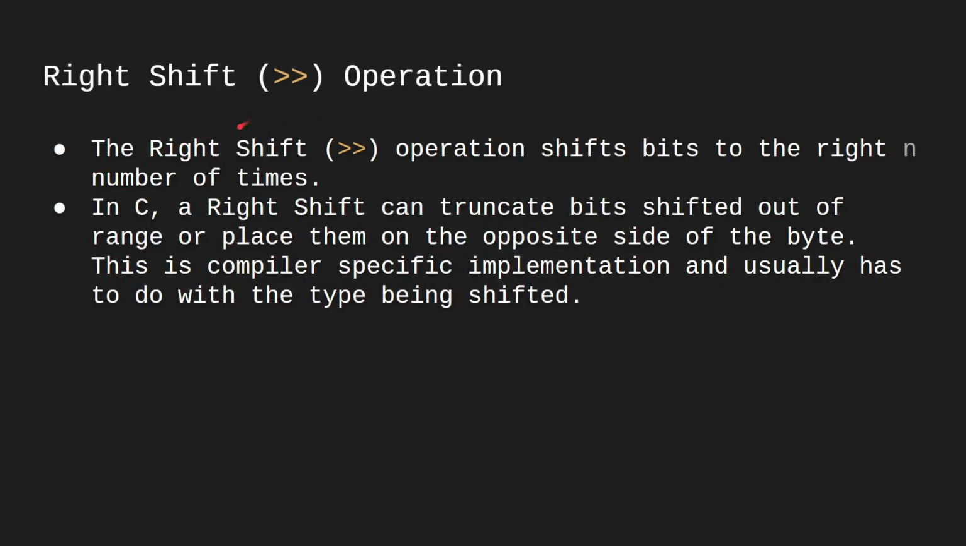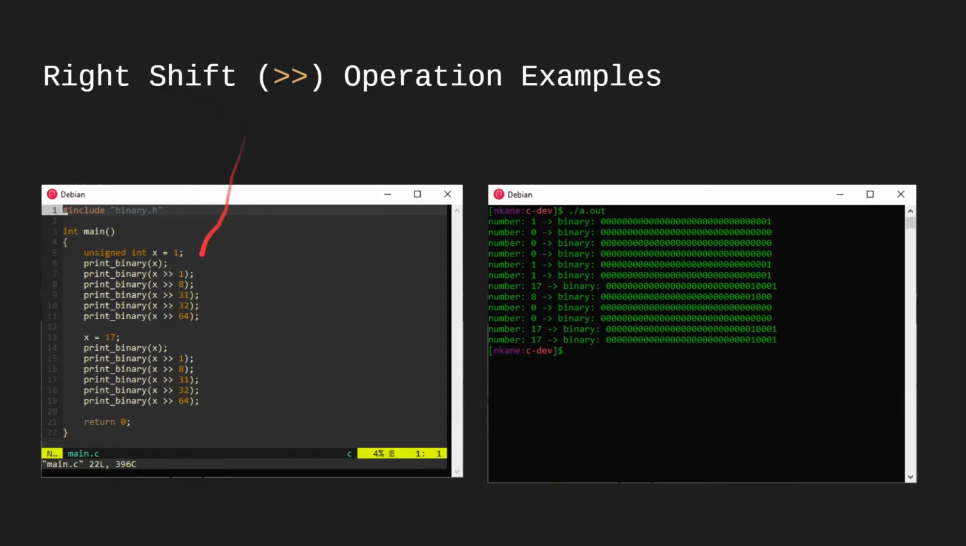So the right shift operation works the same way as the left shift, except it goes in the opposite direction. Again, this is a compiler specific implementation. And here again is the output using the print binary. We set a 1 and then we're shifting it to the right. You can see when we shift it once to the right, it actually drops off and truncates, and it doesn't wrap around. So again, this is a compiler specific detail. When you right shift, it's not going to allow it to wrap around to the beginning.